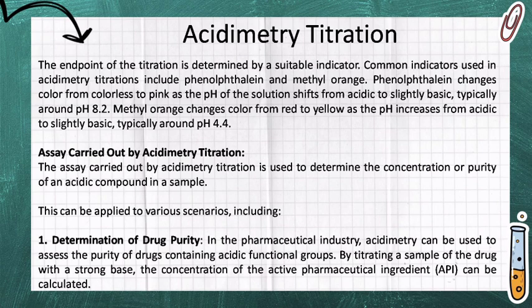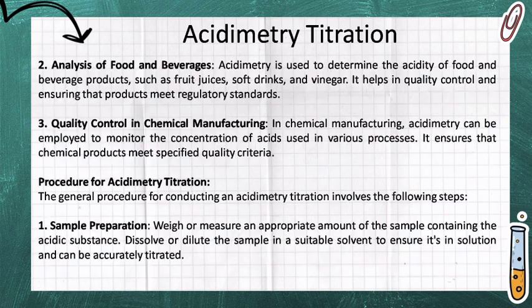Next, assay carried out by acidimetry titration. The assay carried out by acidimetry titration is used to determine the concentration or purity of an acidic compound in a sample. This can be applied to various scenarios, including: first, determination of drug purity. In the pharmaceutical industry, acidimetry can be used to assess the purity of drugs containing acidic functional groups. By titrating a sample of the drug with a strong base, the concentration of the active pharmaceutical ingredient, API, can be calculated.